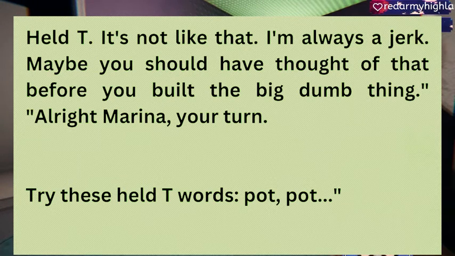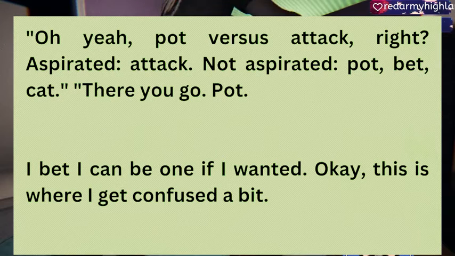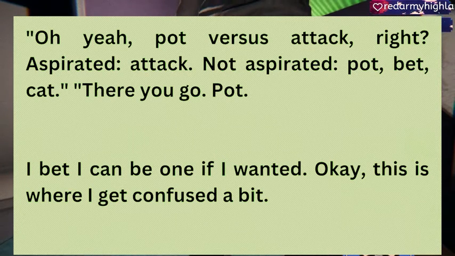All right, Marina, your turn. Try these held T words. Pot, dot. Oh yeah, pot versus attack, right? Aspirated, attack. Not aspirated, pot, bet, cat. There you go, pot. I bet.